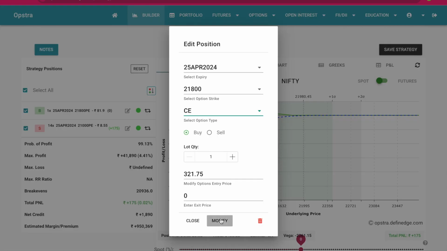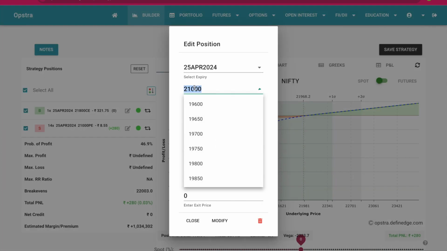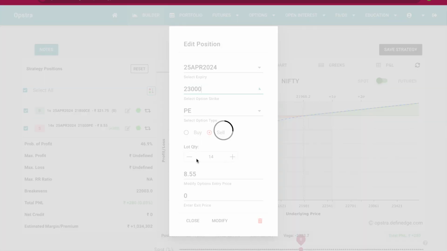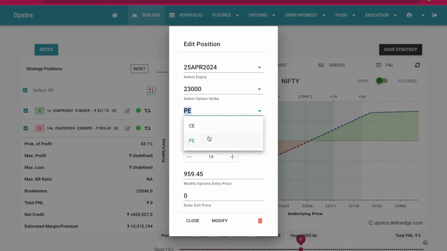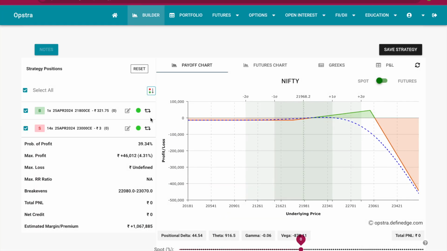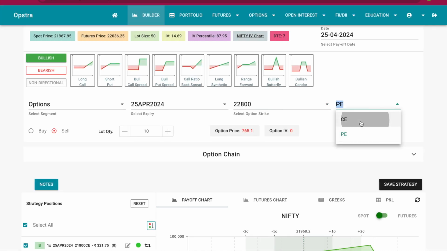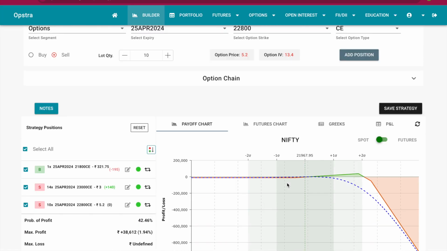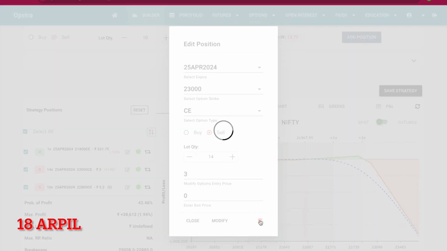CE is here. We do the modification, and we'll start selling this 23,000. 23,000 CE will sell. So here is the strategy. 22,800 is fine, I think. 22,800 CE if we sell, that's the strategy. 23,000, something we can exit.